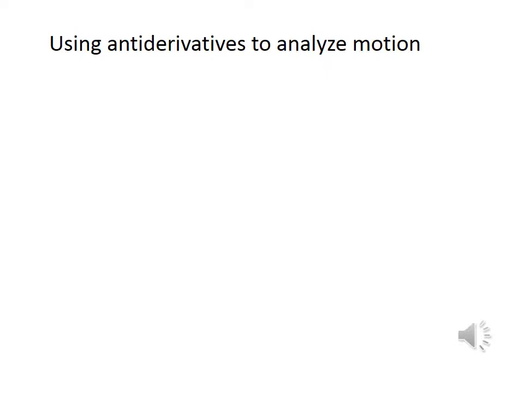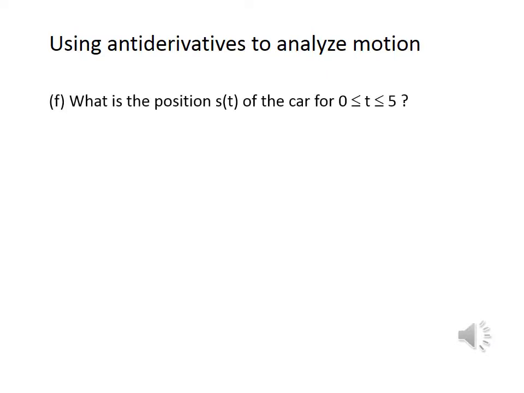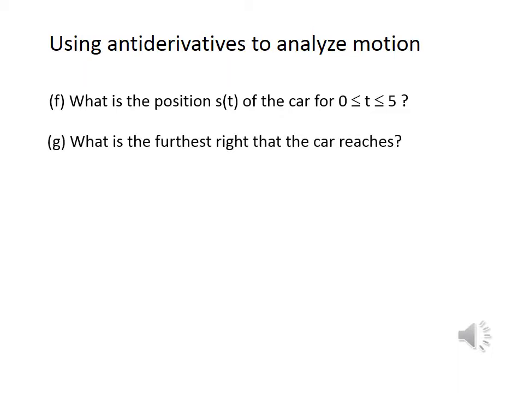Now we would like to use an antiderivative to further analyze the motion of the car and answer some additional questions. F. What is the position of the car for t between 0 and 5? G. What is the maximum furthest right that the car reaches? And H. Where is the car at t equals 5 seconds? An antiderivative can help us to answer these questions.